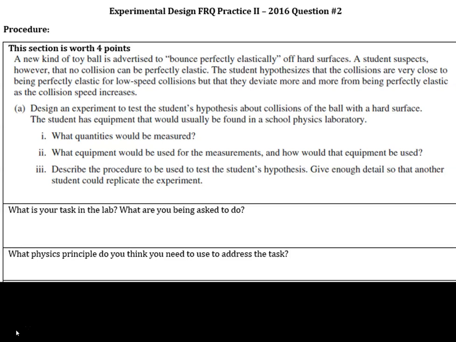So with this, we have a new kind of toy ball that's advertised to bounce perfectly elastically. Now, if you remember, perfectly elastic was something we talked about in conservation of momentum. But the defining characteristic of a perfectly elastic collision was that kinetic energy is conserved. We don't have a change in kinetic energy. So right here, this tells us that we're going to be doing either momentum or energy.